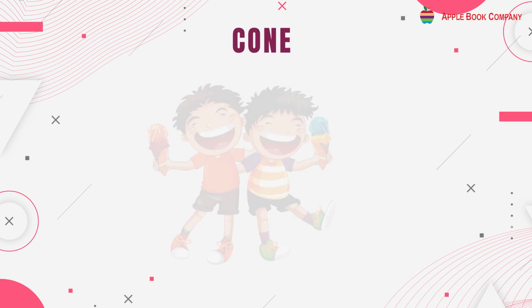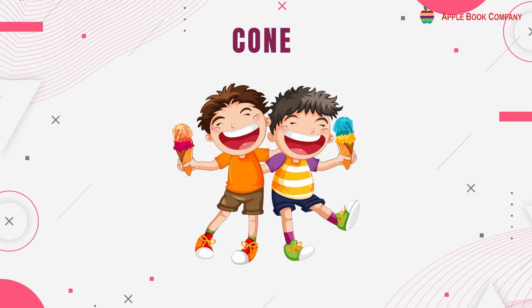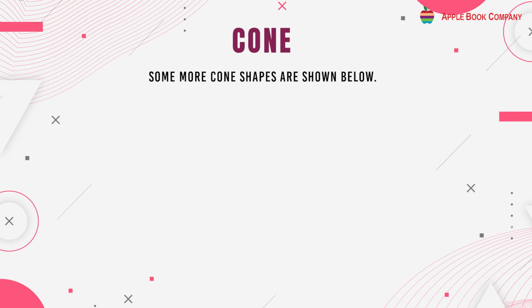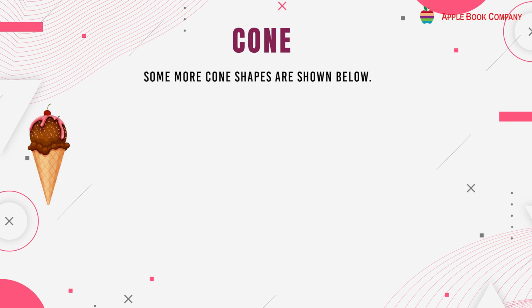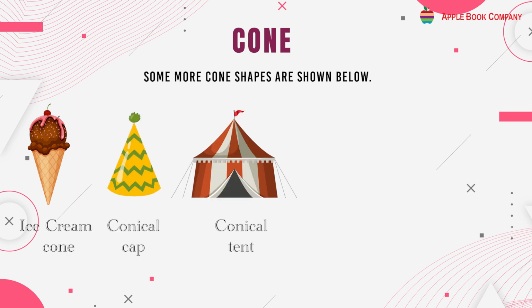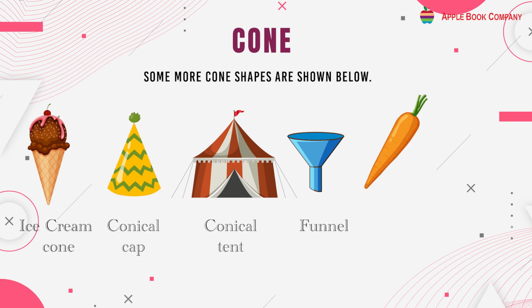Cone. Children like to eat ice cream cone, which is a shape of a cone. Some more cone shapes are shown below. Ice cream cone, you all like it? Right. Conical cap, conical tent, funnel, carrot, turnip. All these are cones that we see in our everyday life.